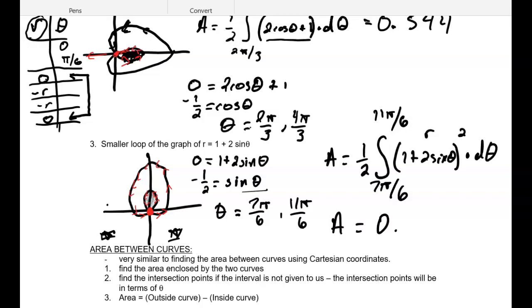Throw that into our calculator. It's pretty much the same exact problem as the previous one, just made you solve for some different angles. You get the same answer, 0.544.